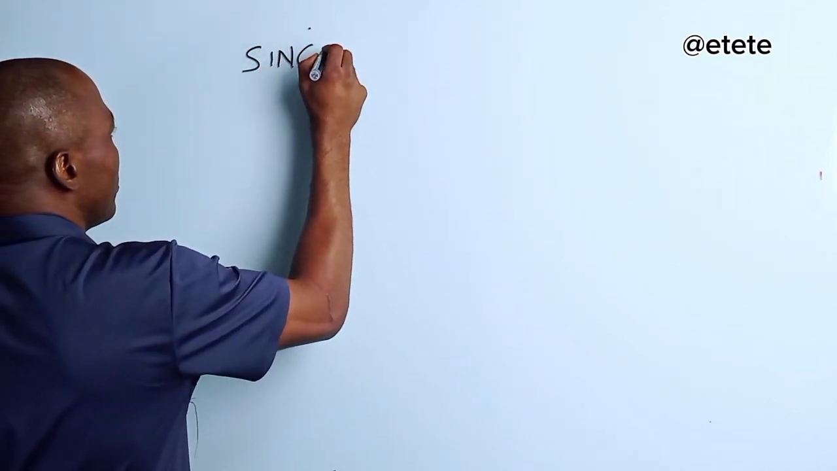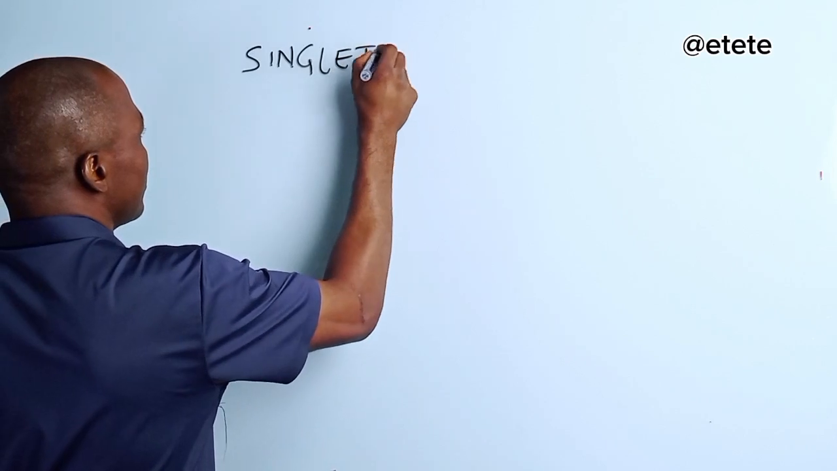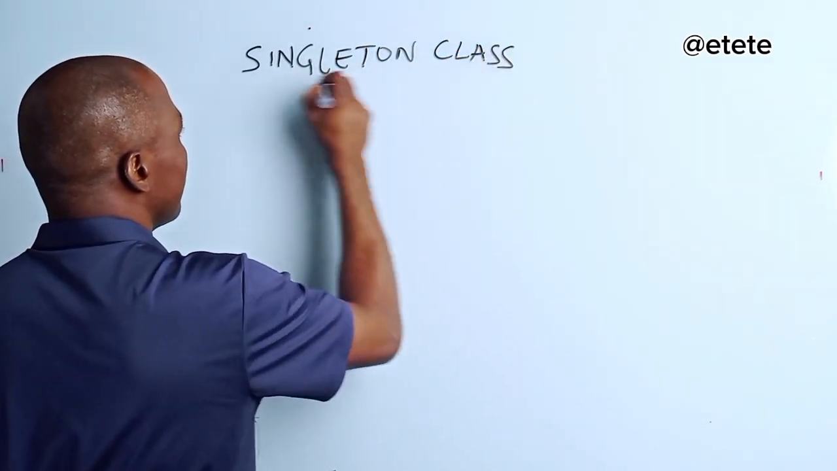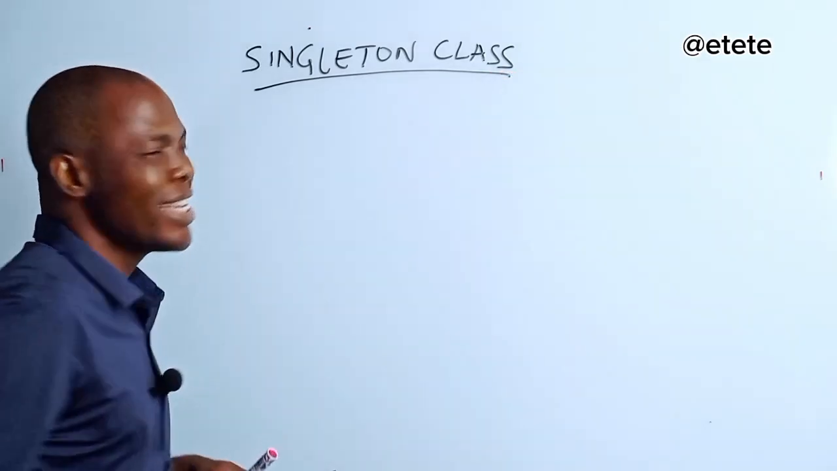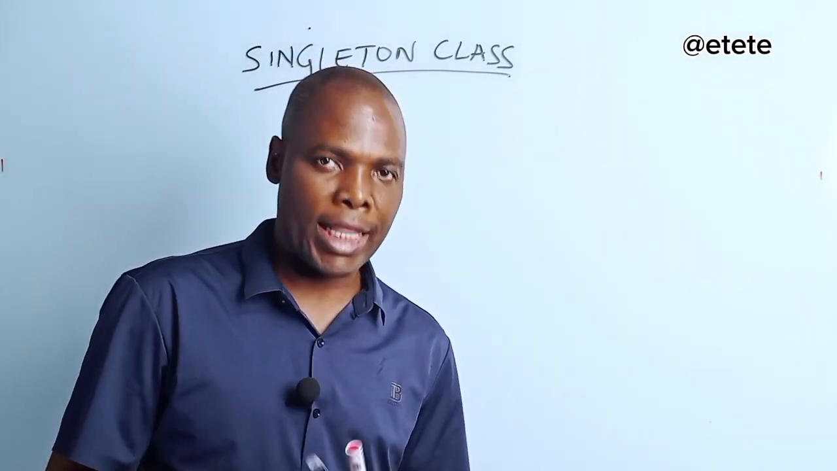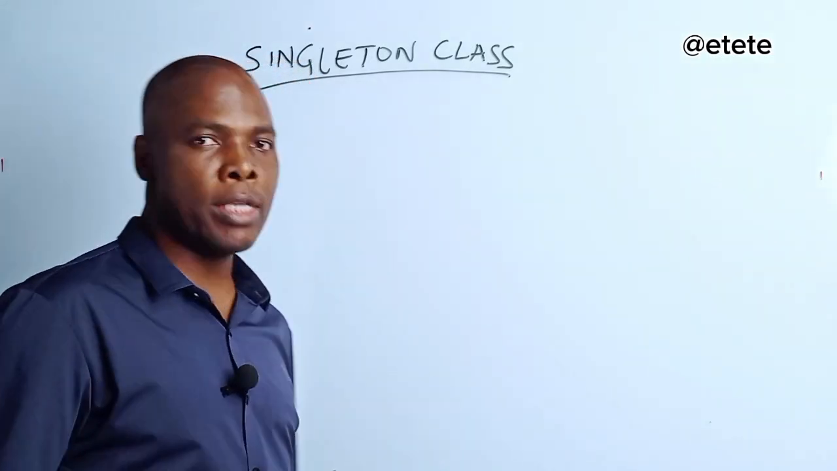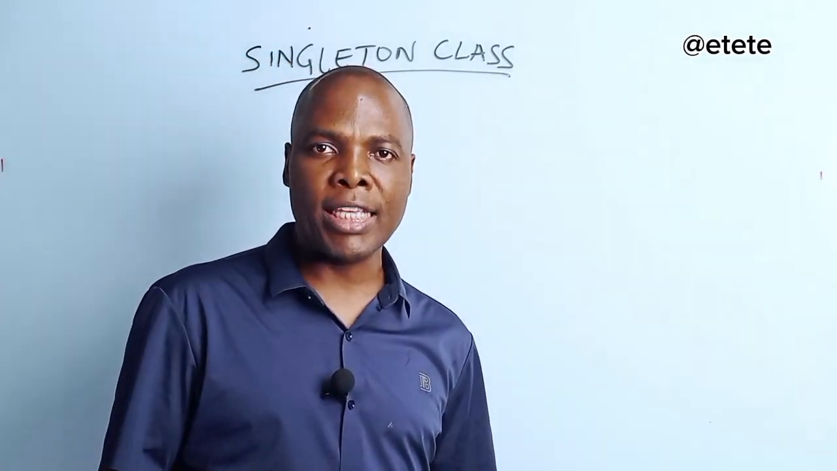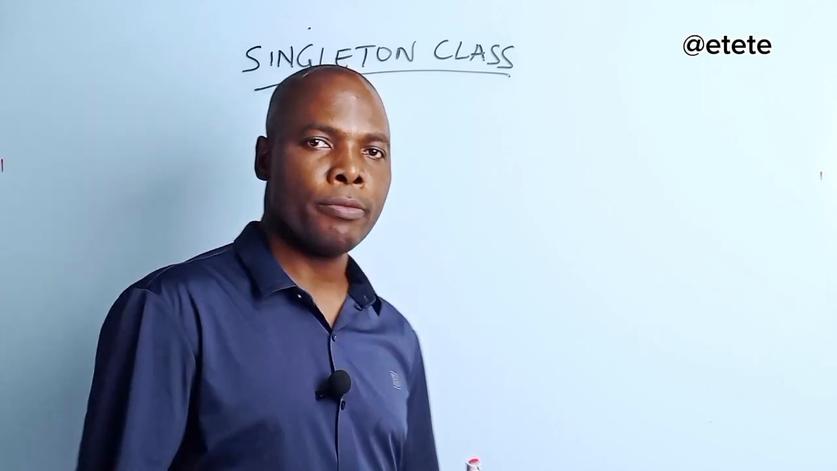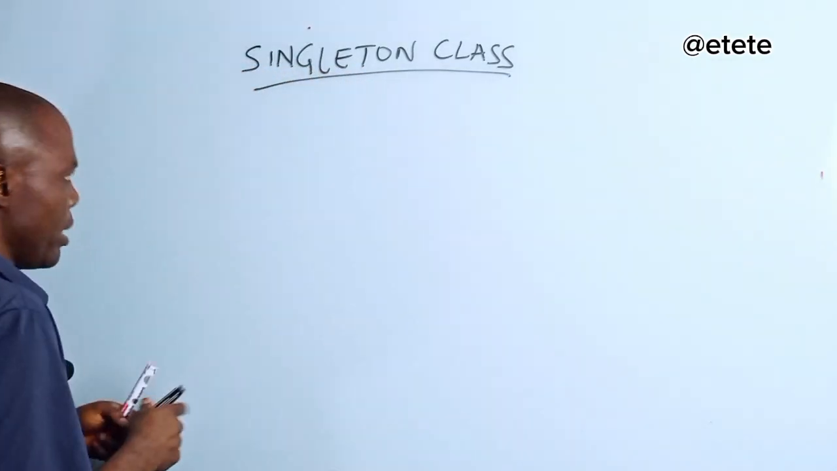Singleton class, which is what? Creating just one instance of a class. That is what we are going to do here. So every time you try to create another instance of the class, it is still that first instance that was created that will be returned. That is all. So what do we do here?